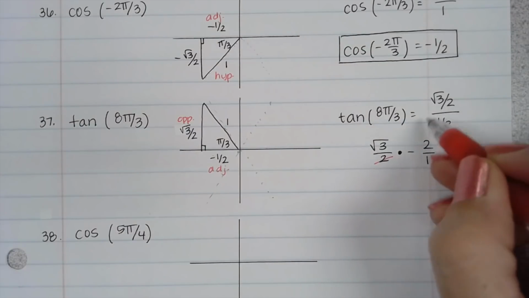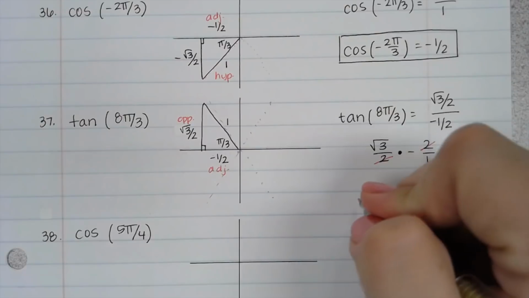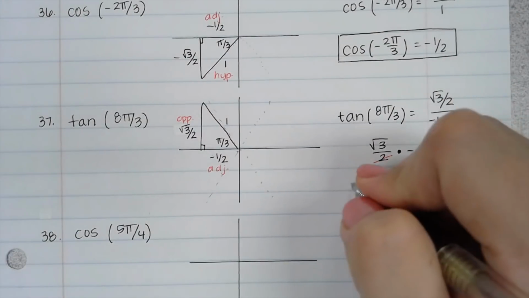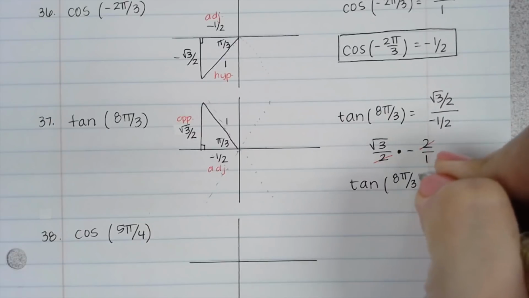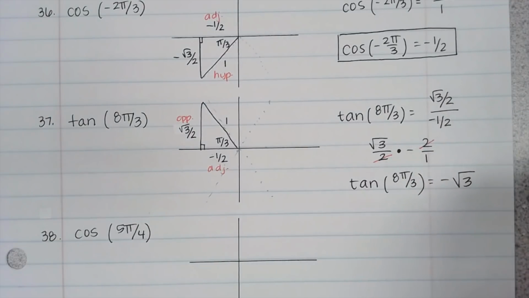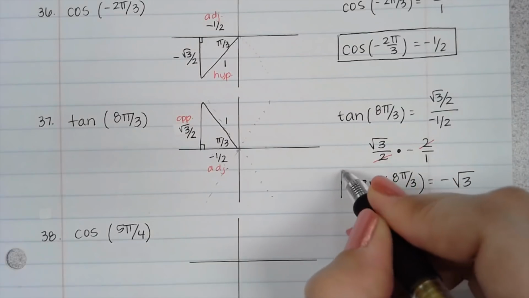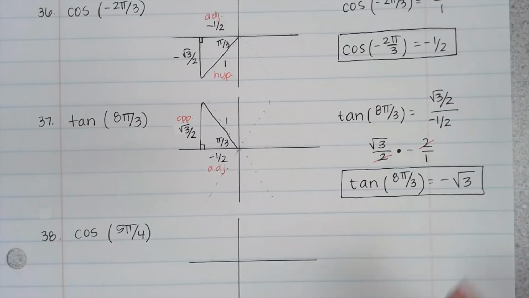The 2 that's in the bottom on the first fraction crosses out with the 2 that flips up to the top on the second fraction. And so then you're finished ultimately with that step, because when you multiply those together, you're going to do top times top and bottom times bottom. And so for question number 37, you get that the tangent of 8 pi over 3 radians is equal to negative the square root of 3.